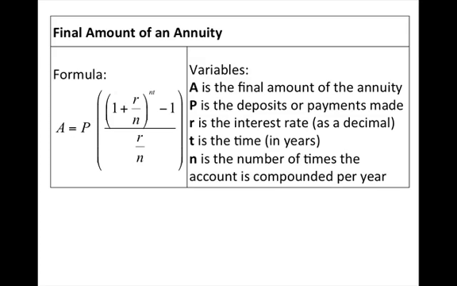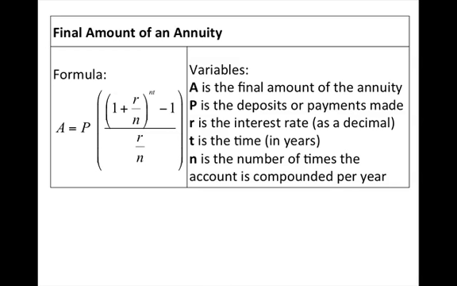So let's look at the formula. We have A equals P times, and then we have a large fraction. In the numerator, we have 1 plus R over N raised to the NT power, and all of that is being subtracted by 1. And then in the denominator, we have R divided by N.